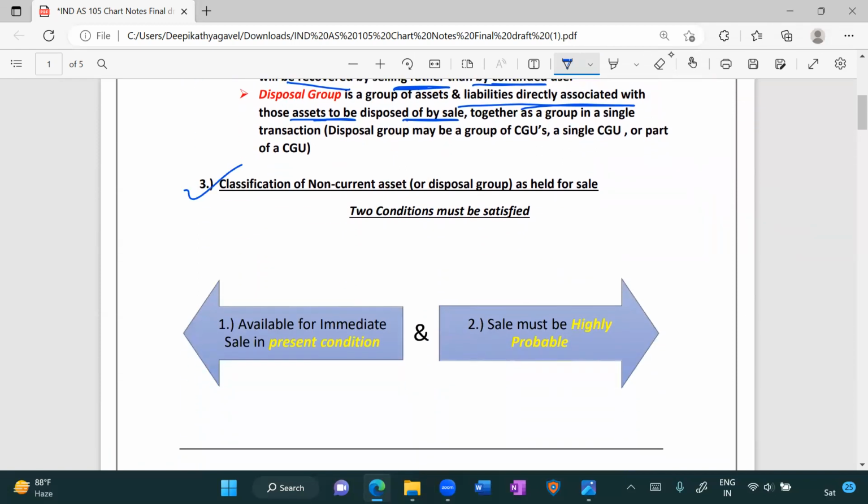Now, classification of non-current assets as held for sale. Two conditions need to be satisfied. How many conditions need to be satisfied? Two conditions need to be satisfied. The first condition says that it should be available for immediate sale in its present condition, and the sale must be highly probable. What are the two conditions to classify an asset as a non-current asset held for sale? First, it should be available for immediate sale in the present condition, and second, the sale must be highly probable.